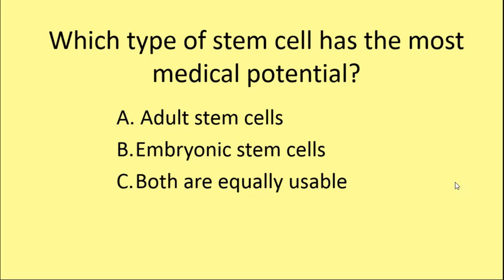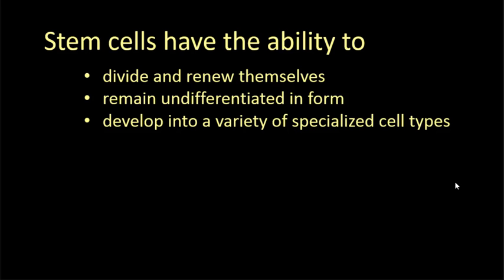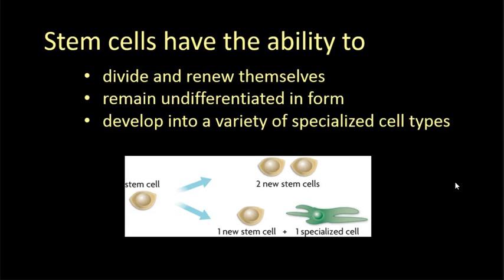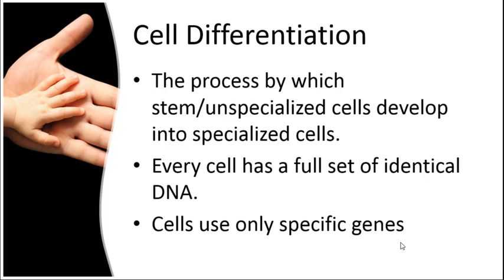Well, it's embryonic stem cells that have the most medical potential because remember, adult stem cells are further along in the differentiation process, and so they're very limited, whereas embryonic stem cells are not, right? And so stem cells have the ability to divide and renew themselves, to remain in undifferentiated form, and to develop a variety of specialized cells. Okay, so you have your stem cell. You can either get 2 new stem cells, or you can get 1 new stem cell and a specialized cell, and that's pretty cool. Now, differentiation is the process by which stem or unspecialized cells develop into specialized cells.